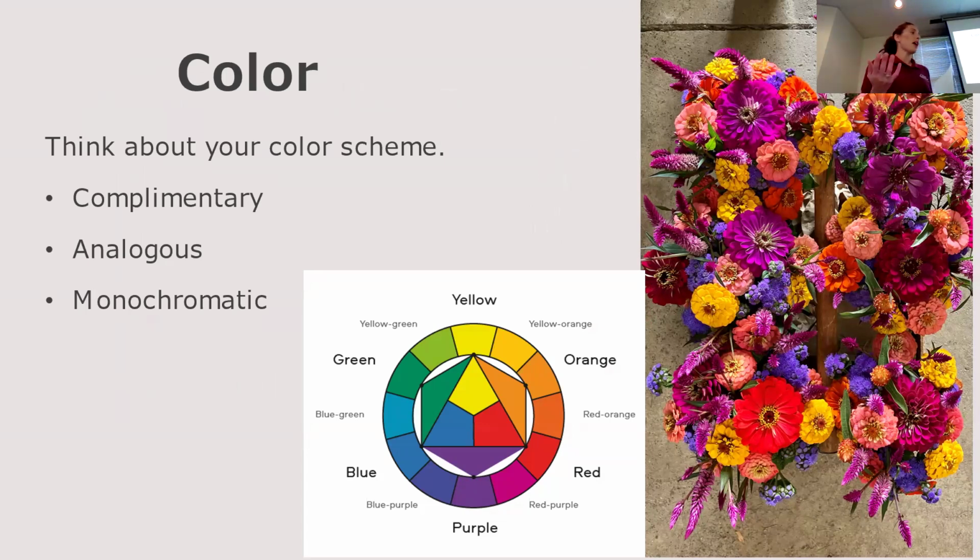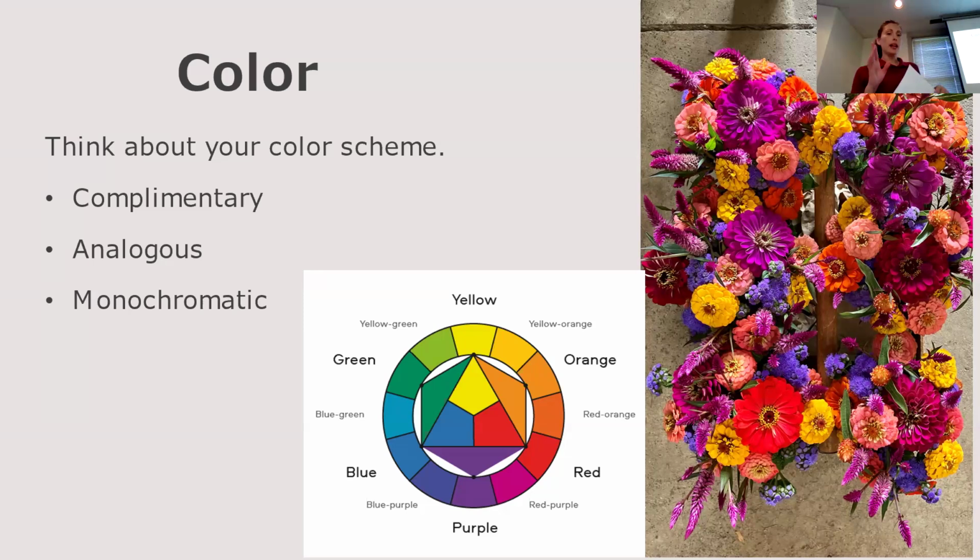Sometimes it just comes together naturally depending on what you have. I wouldn't stress a lot about it, but if you do want to plan for growing bouquets to give away or to have in your home, you can think about having a color scheme. So complementary are colors that are across from each other on the color wheel. So green and red or purple and yellow.